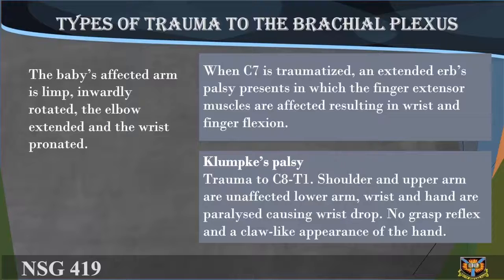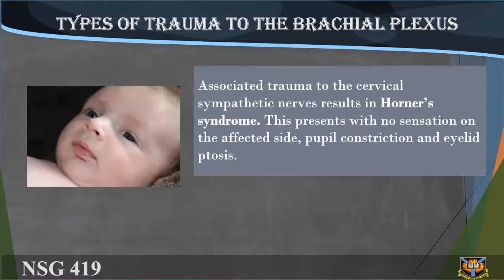Klumpke's palsy. It presents when there is trauma to C8 to T1, where the shoulder and upper arm are unaffected, but the lower arm, wrist, and hand are paralyzed, resulting in wrist drop, no grasp reflex, and a claw-like appearance of the hand. An associated trauma to the cervical sympathetic nerves results in Horner syndrome. This presents with no sweating on the affected side, pupil constriction, and eyelid ptosis.